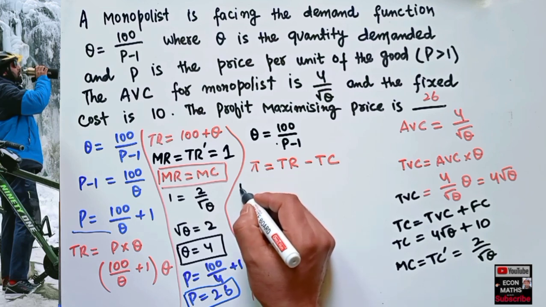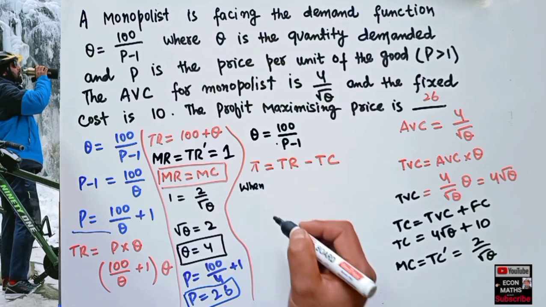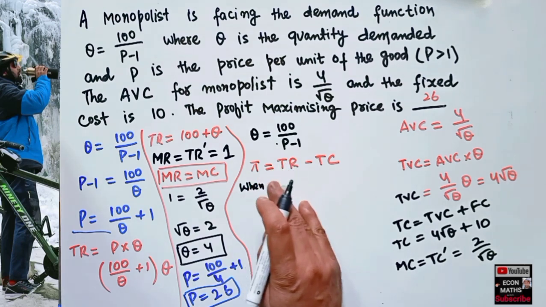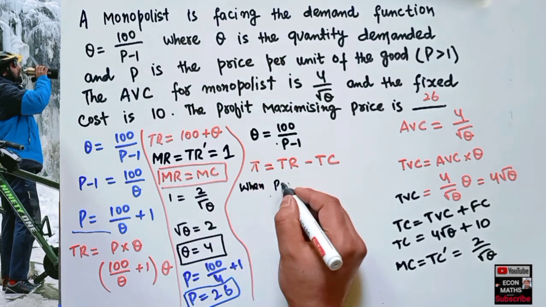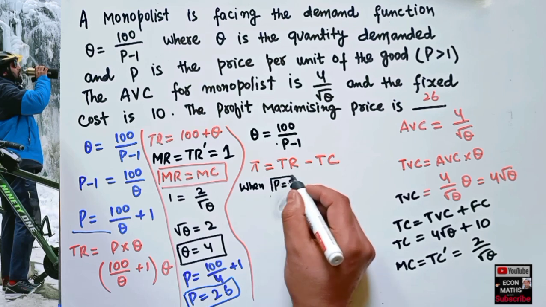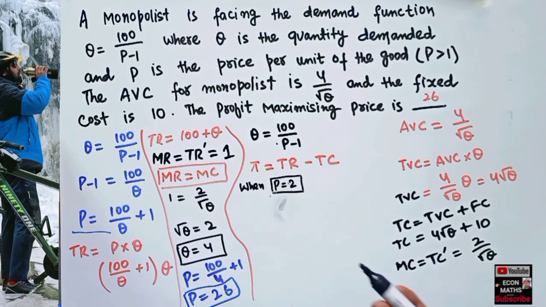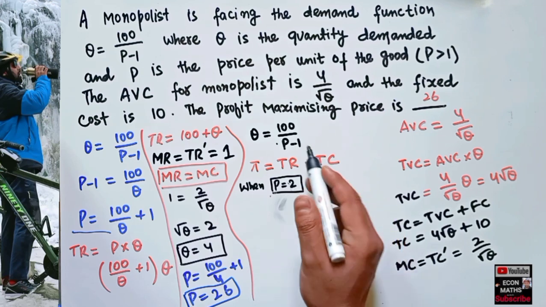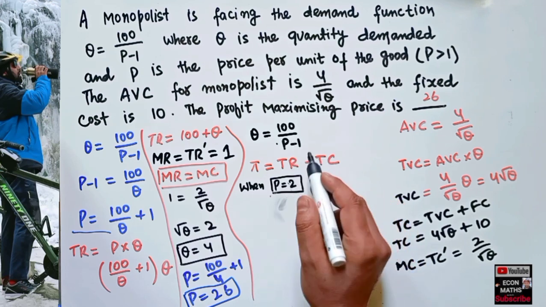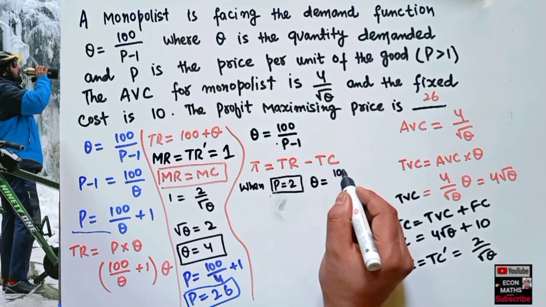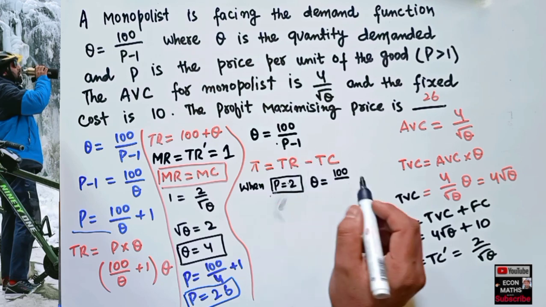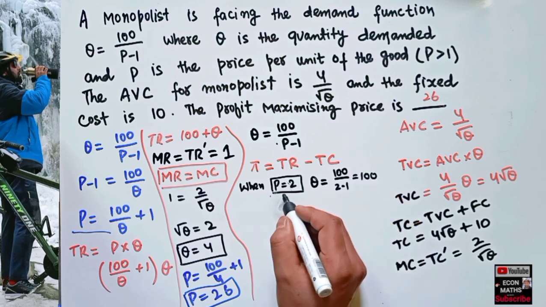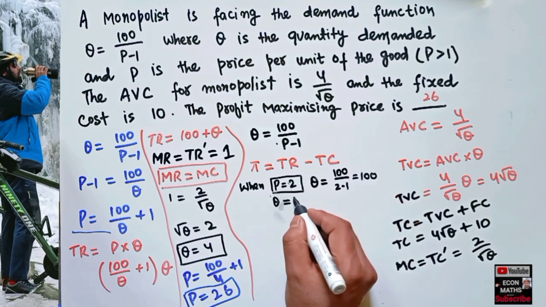And let us say when we put the minimum price here, when p is equal to 2, okay, that is the minimum thing. When p is equal to 2, what will be quantity? Quantity demanded will be equal to 100 upon 2 minus 1, so we get 100. Okay, when p is equal to 2, q is equal to 100.